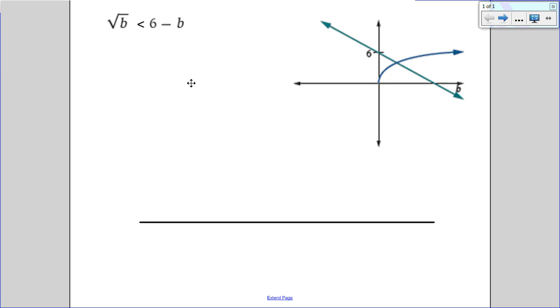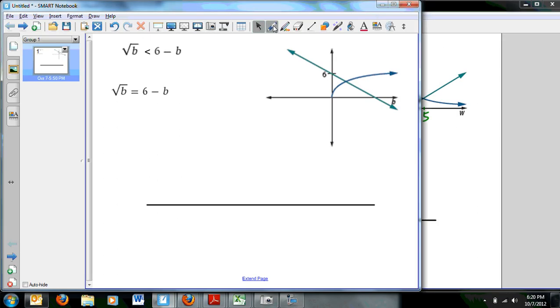But the algebra for this one brings up some interesting features especially. So we need to find where these two intersect. So I'm going to set them equal to each other, as you can see right here. So the square root of b equals 6 minus b. To solve this, we're actually going to have to square both sides. So I'm going to square this side.